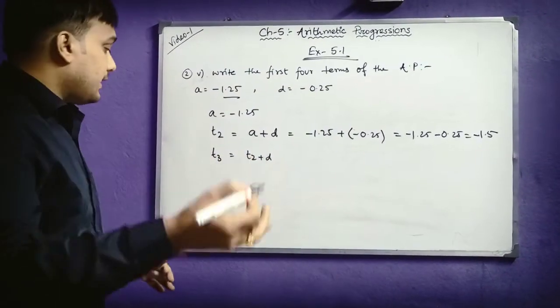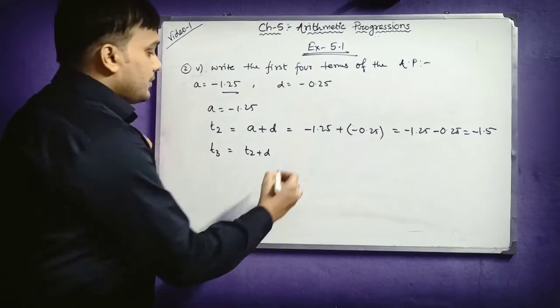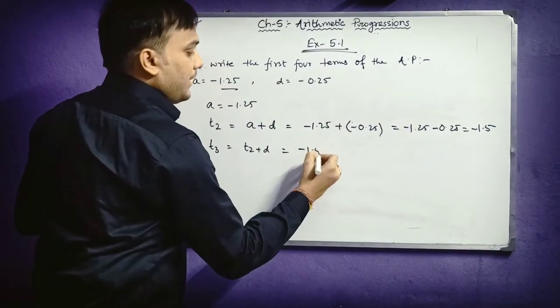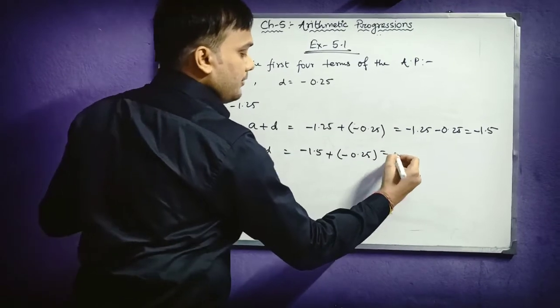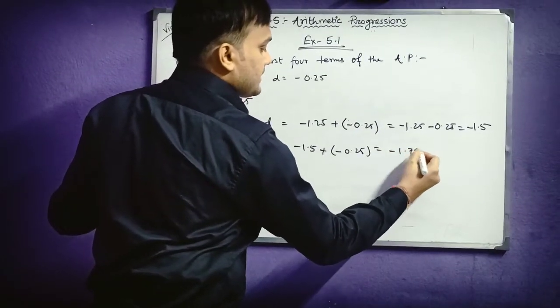D more than the second term. Okay, so it will be minus 1.5 plus minus 0.25. It will be minus 1.75.